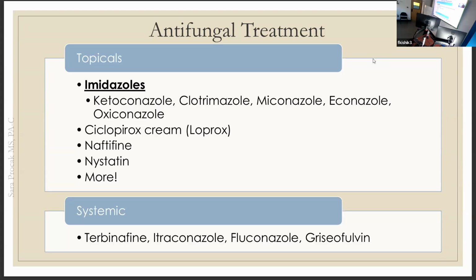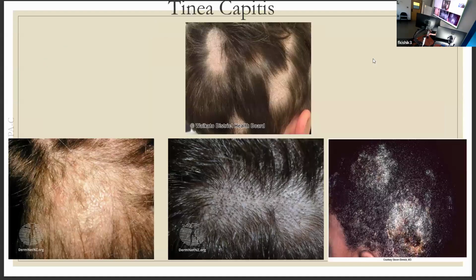Now, if your patient has too many lesions, the topicals aren't practical, or if their infection is affecting within a hair follicle, then you may have to consider oral treatment. So that's going to be your systemic, like terbinafine, which is Lamisil, itraconazole, fluconazole, which is Diflucan, or griseofulvin. With some of these medications, they can affect the liver, like Lamisil or griseofulvin, so you may have to do more routine testing and check LFTs prior to administering the medication or check them as they are harnessed. All right, so let's talk about tinea capitis.